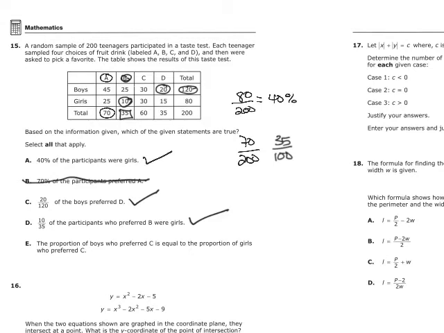And then the last one says the proportion of boys who preferred C is equal to the proportion of girls who preferred C. The proportion of boys was 30 out of 120 boys that preferred C, whereas the proportion of girls was 30 girls out of 80 total girls that preferred C. So they are not equal.